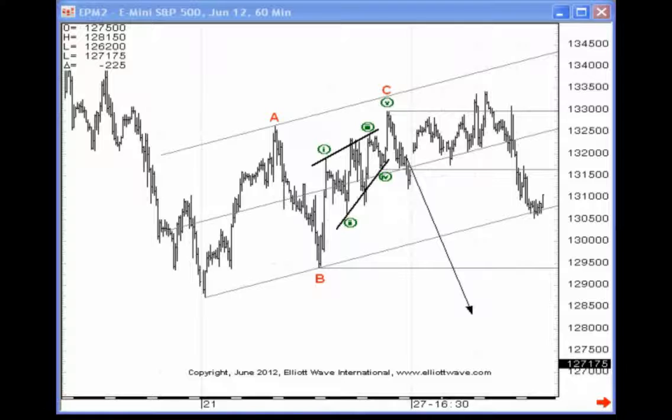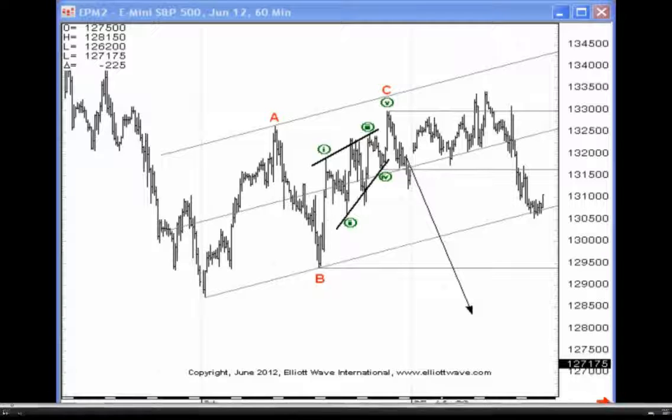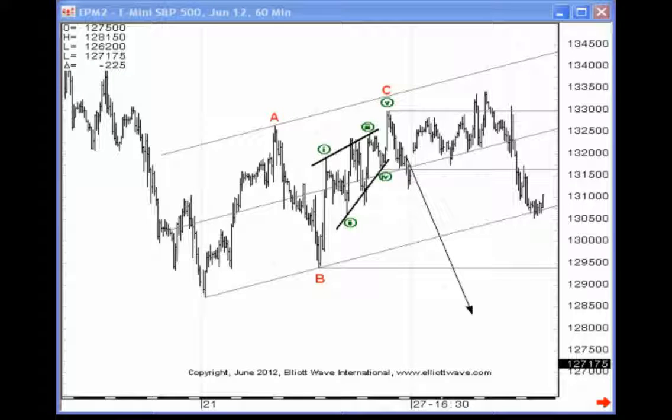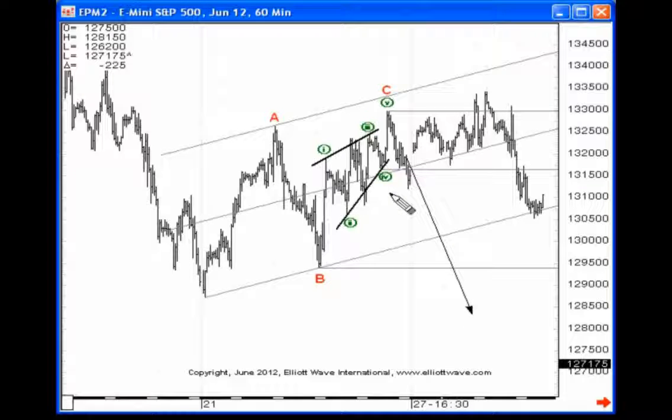Today we're going to look at two markets that I actually spoke about last week, one of them being the E-mini S&P and the other being silver. Now, if you recall, in this episode, where I showed you this price chart, we were talking about ending diagonals at that time. And I wanted to show you this pattern because something interesting happened here.